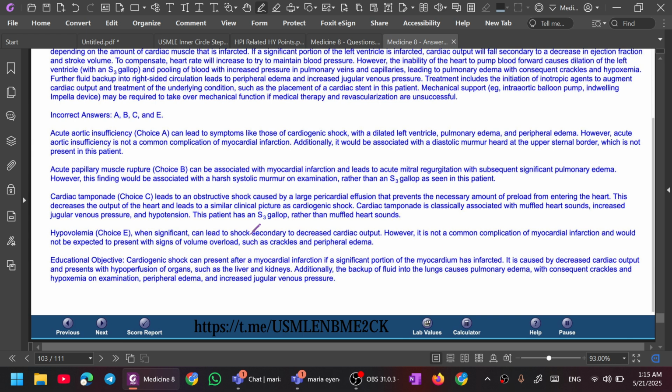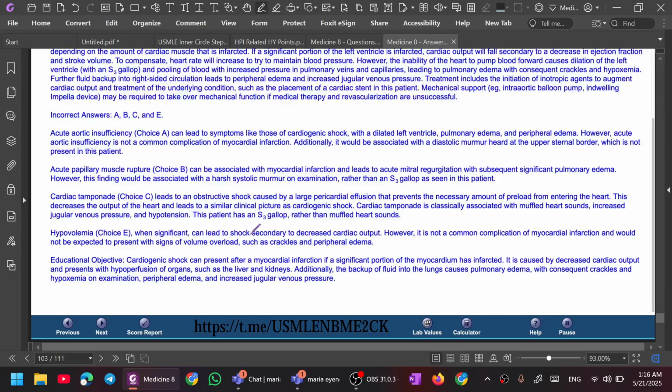Okay. And then it's not B, because acute papillary muscle rupture can be associated with MI and leads to acute mitral regurgitation with subsequent significant pulmonary edema. However, this finding would be associated with a harsh systolic murmur on exam rather than an S3 gallop.